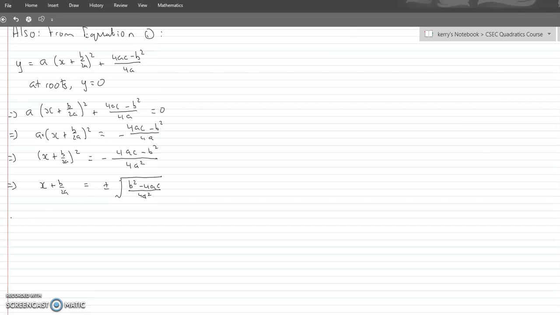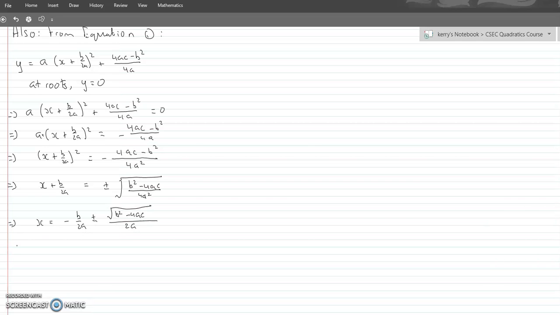Good. Now, 4 is positive and a squared is positive, which means that the underneath here is always positive. Now, if I transpose this b over 2a, it becomes minus b over 2a, plus or minus. When I take the square root of the top here, I don't know what that is, so you leave it as the square root of b squared minus 4ac. But the square root of 4a squared is 2a.